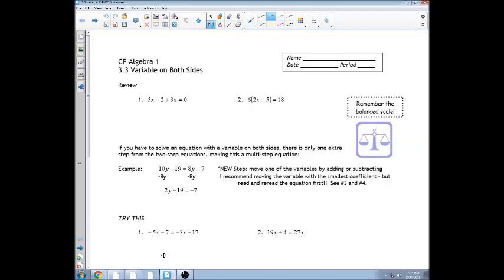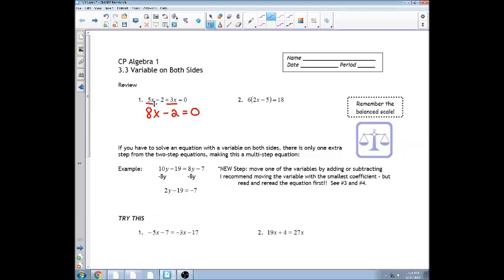Let's see how you did. Alright, problem number 1. The first step is to combine like terms. Well, I have a 5x here. Do I have another x up there? Yes, I do. It is this positive 3x, so 5x plus 3x would equal 8x. Still minus 2 is equal to 0.